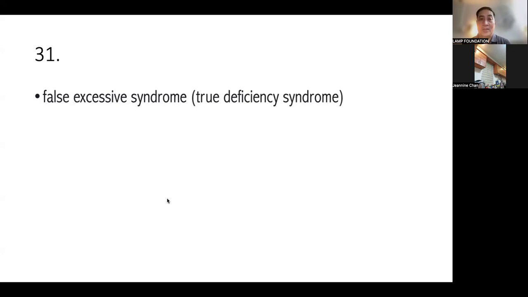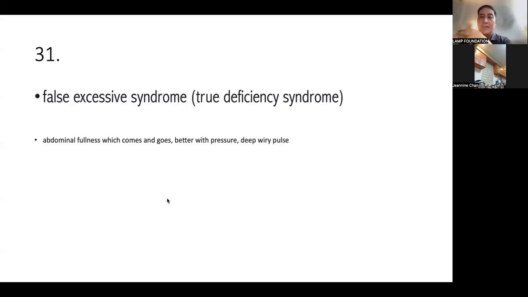Next is, I thought this is exciting. False excess syndrome. In some extreme cold or heat syndromes, there are some false symptoms or signs which are not the same as the true property of the syndrome. Okay. So if this is not excess, it could be true deficiency, right?